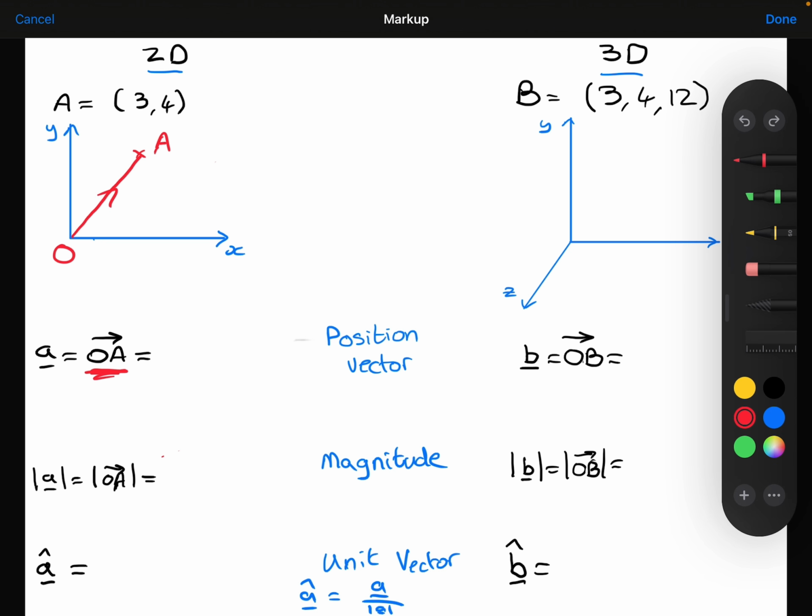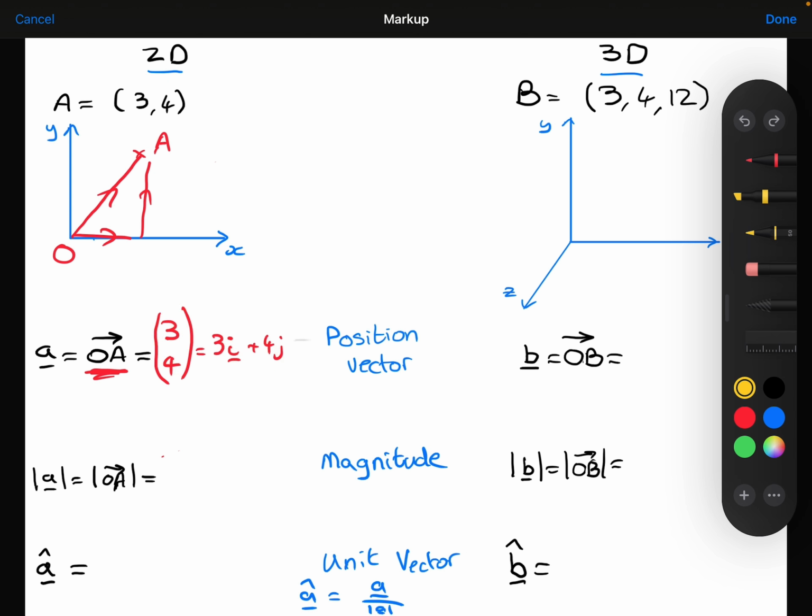Now, I can write the position vector in 2 ways. I can write it in column vector form, which would look like this. It's saying to go 3 squares in the positive x direction and 4 squares in the positive y direction. That's one way of writing it. Or I could write it like this, 3i, where i represents 1 square in the positive x direction, plus 4j, where j represents 1 square in the positive y direction. So we can write vectors in column form or in component form.